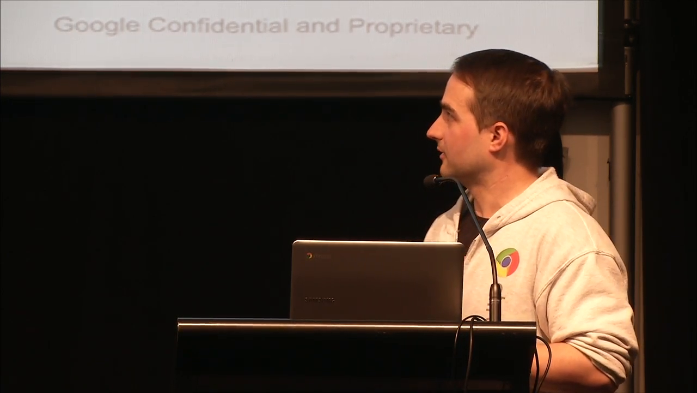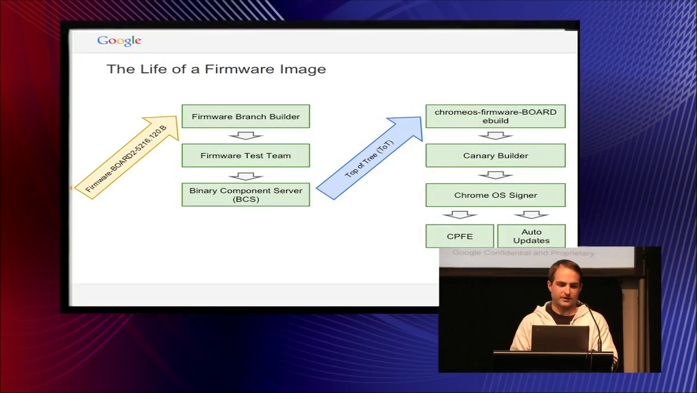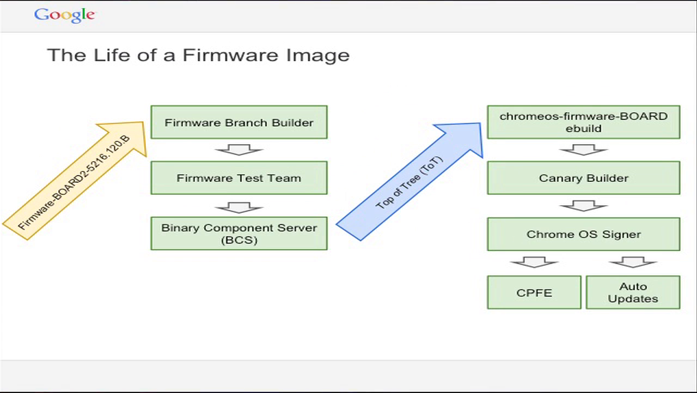Okay. So this is kind of a big diagram, and we'll dig down into this in the next coming slides, but this is basically the life of a firmware image. So you might ask yourself, we have this firmware branch, well, how does that actually end up in a production image on a user's machine? How does it all go through the system? And indeed, there are quite a few steps for it.